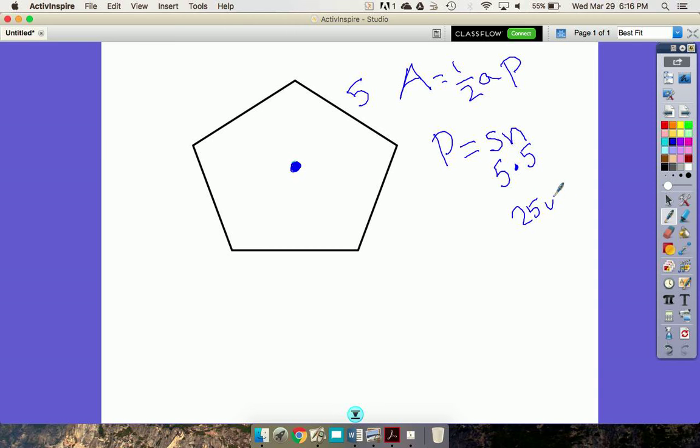I don't have a unit, so units. This is just an example so we can understand. So that would be how we get the perimeter. We would take the side length. If we have to go find it, that's fine, but we have to find the side length and then multiply it by the number of sides.